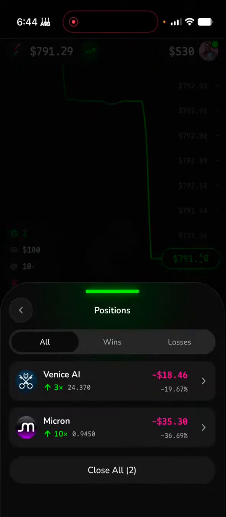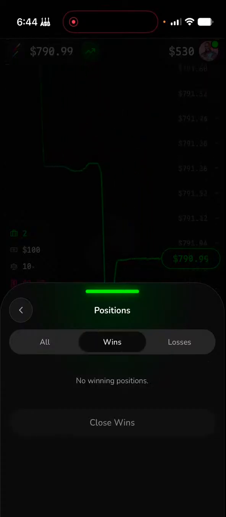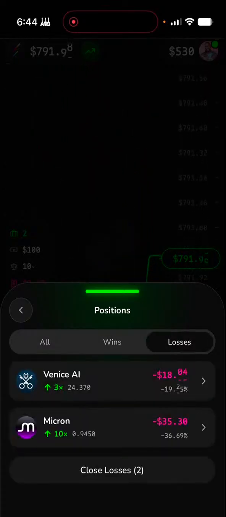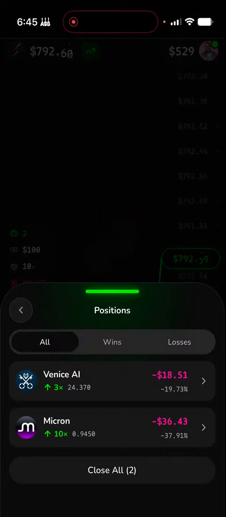Then down here, you've got your positions. So these are open positions. You can see the positions that you're winning in. You can see the positions that you're losing in. And you can also just batch close them out if you need to just get out of everything.